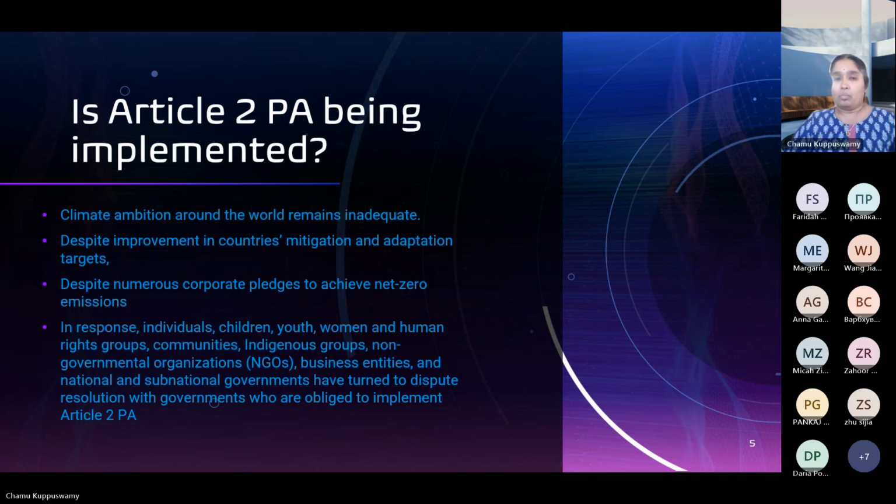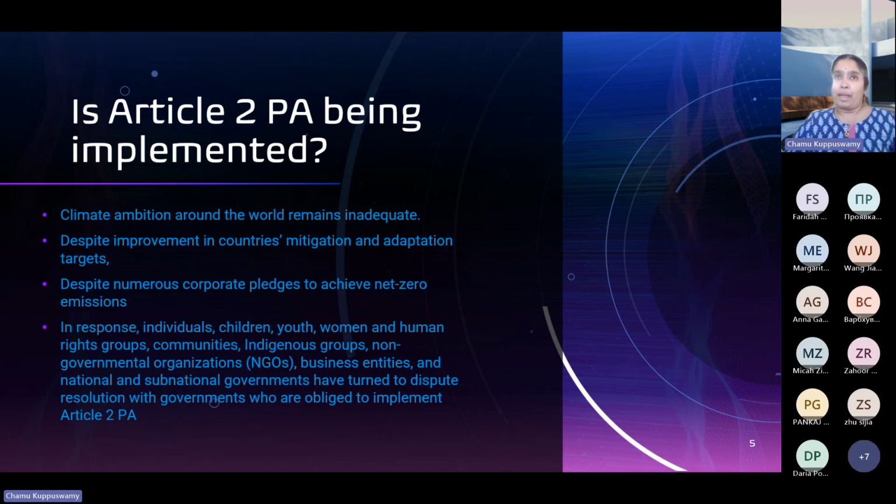So what do we do? You know, the small people, what do we do then? In response to Article 2, in response to the governments' and corporates' response to Article 2, individuals, children, youth, women, human rights groups, communities, indigenous groups, non-governmental organizations, business entities, as well as national and subnational governments, like city governments, have turned to dispute resolution with the governments who are obliged to implement Article 2 of the Paris Agreement. That's what we're going to look at.